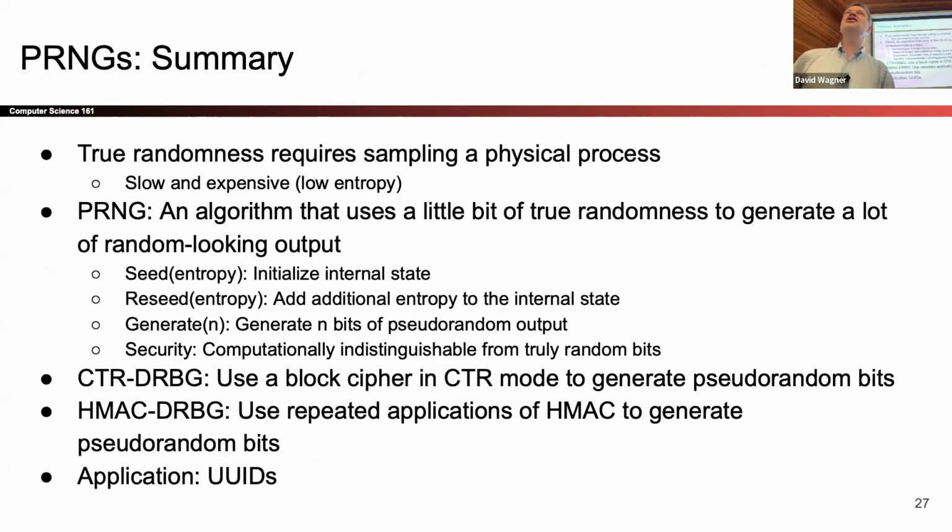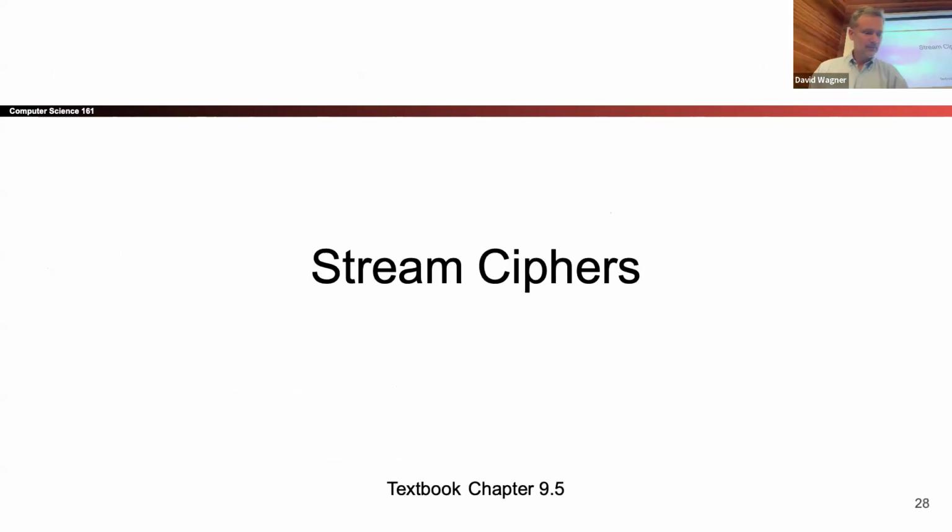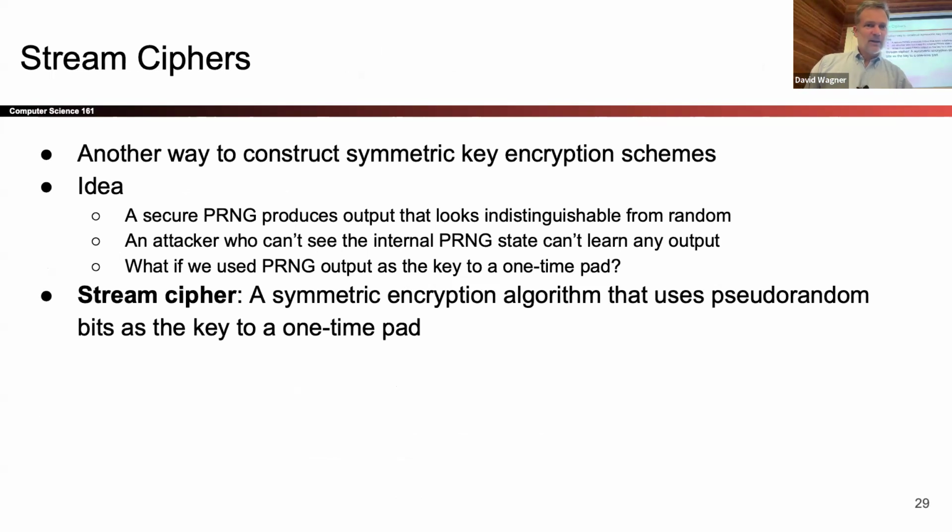Okay, so PRNGs are a fast way to get random values, basically. Stream ciphers, another way to encrypt with symmetric key encryption. And we don't need to know too much about this, but basically it's an alternative. It's like a generalization of AES counter mode.